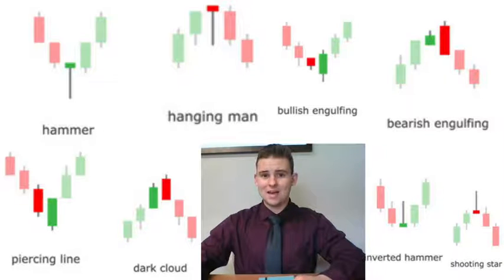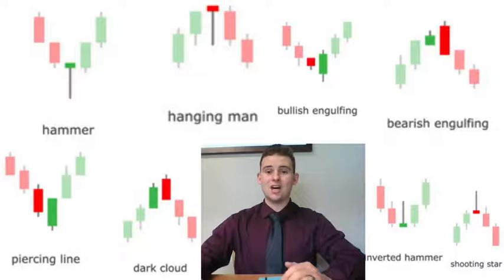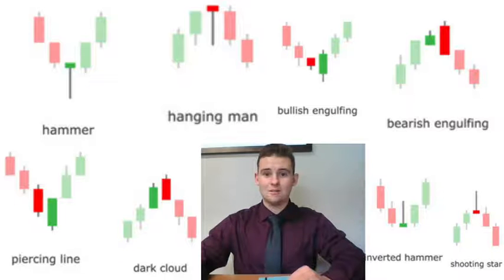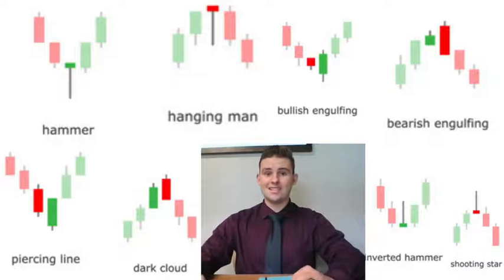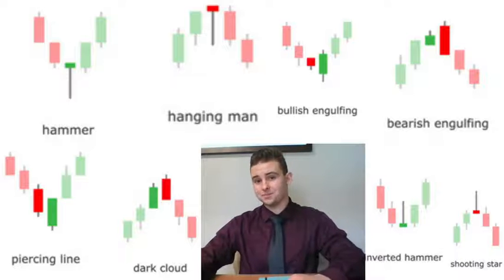Now, the hanging man is practically just the opposite of the hammer. It happens at the top of an uptrend, and it is signaling selling pressure and is going to be followed by a downtrend, becoming bearish.